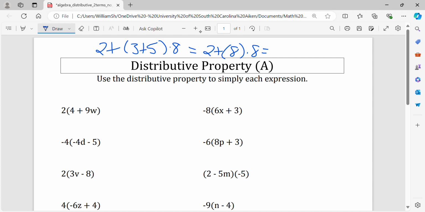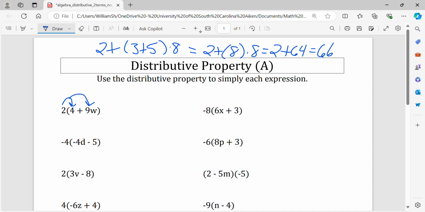Just to finish this out in a basic sense, we'll do the multiplication next. 8 times 8 is 64, so we've got 2 plus 64, which would give us 66. But as we advance to further and further math classes, most of the time when we're doing the distributive property, especially with these parentheses, you can't simplify the inside, which is why we want to use that distributive property. The distributive property basically says that if you have a multiplication times a parentheses, you have to apply that multiplication and distribute it to each of the terms of the parentheses.